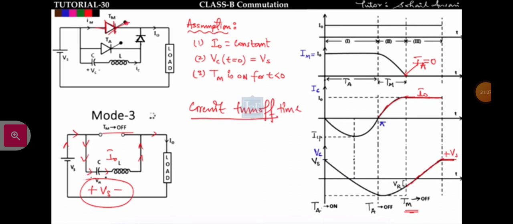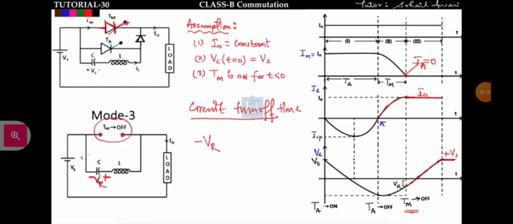Okay, so for how much time will this main thyristor be in reverse bias? See, this is the main thyristor, right? And this thyristor turns off when the voltage drop across this capacitor is minus VR, like this. Okay, so circuit turn off time is defined as the time for which the main thyristor is in reverse bias. So this thyristor will be in reverse bias till this capacitor voltage goes from minus VR to 0.